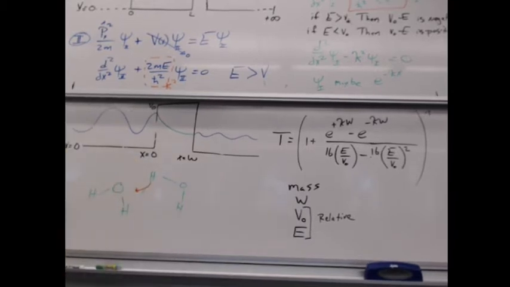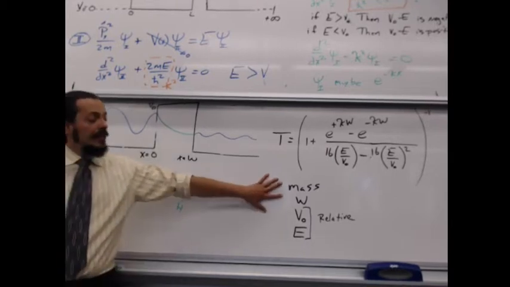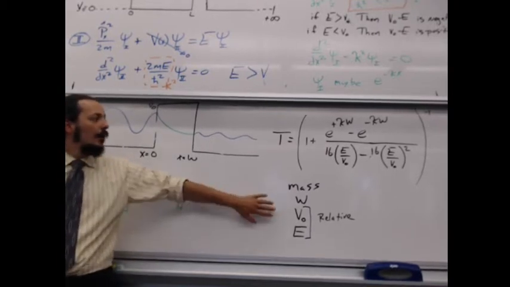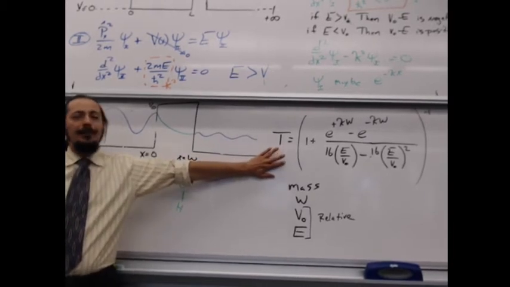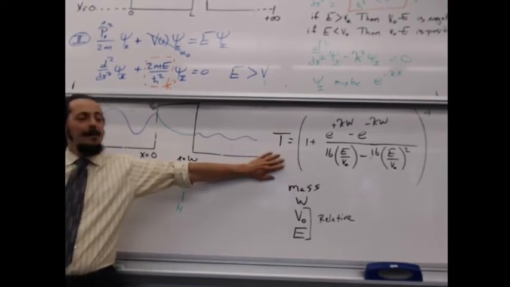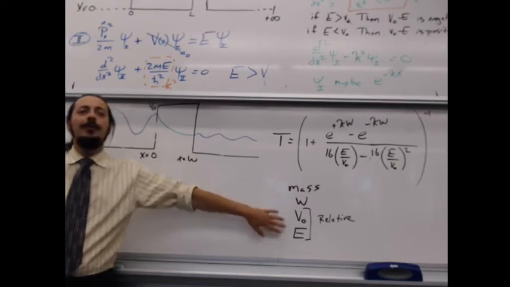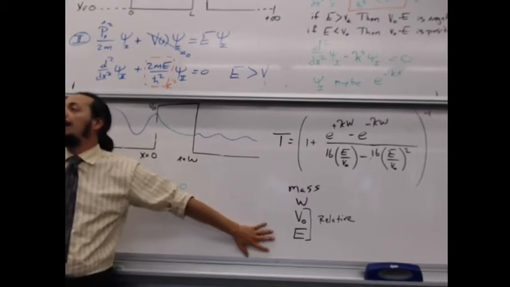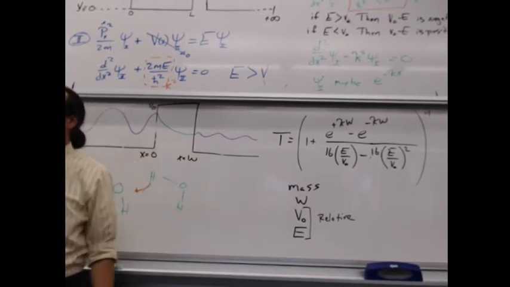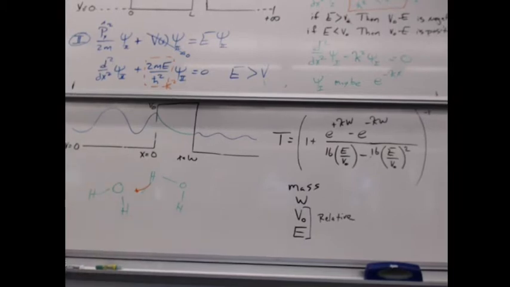Yeah? What type of problems are expected to be able to do in tunneling? Conceptual. I don't expect you to be able to write this down again. I expect you to understand which things relate to the probability of tunneling and which things affect the probability of tunneling. And then we'll get more into what happens with the harmonic oscillator and tunneling as well.